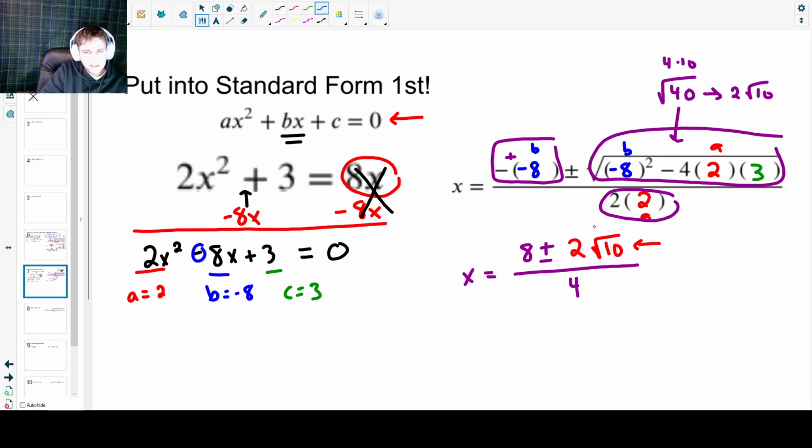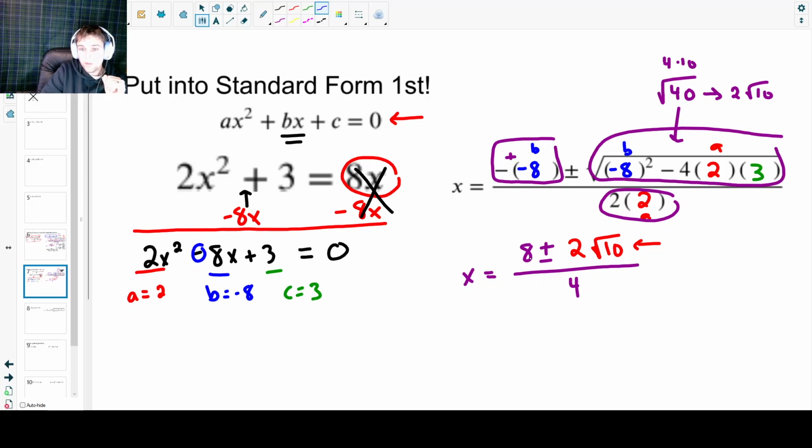Now, this one is not as nice as some of the other ones that we can do. A couple things that you can do to try to simplify this down is you can test to see if this number divides in here. 8 is divisible by 4, but 2 isn't, right? So that doesn't work. I can't do it that way.